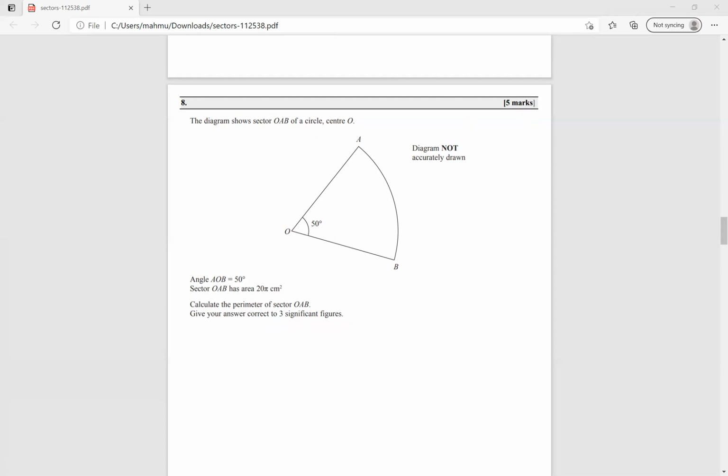The radius is this, and then this is the arc, right? Yeah, the radius is this. And the curly bit's the arc. A to B is the arc. So I have to find the radius first. Yes, you have to find the radius. Without the radius, you cannot find the perimeter.